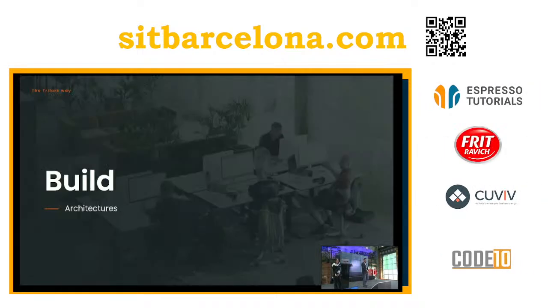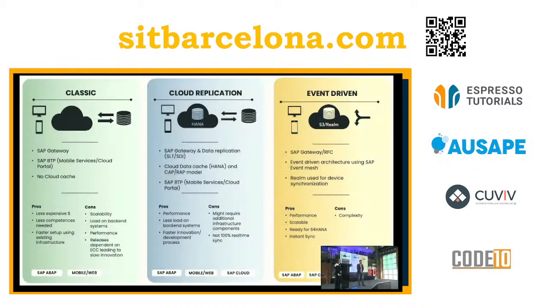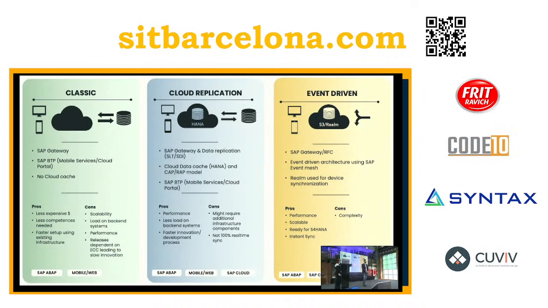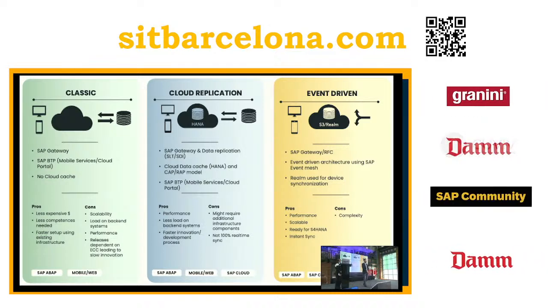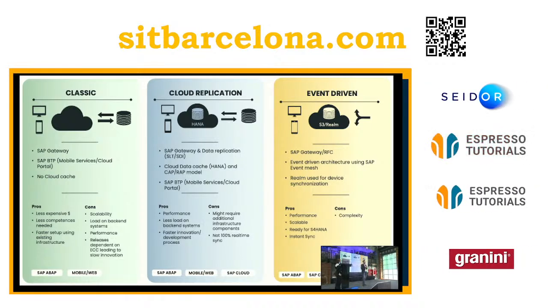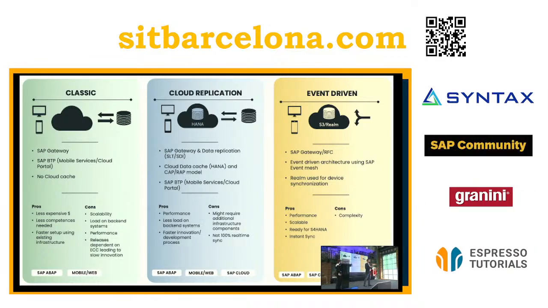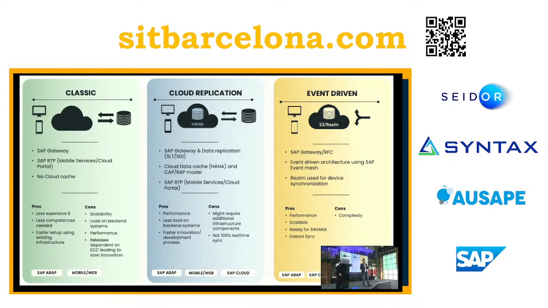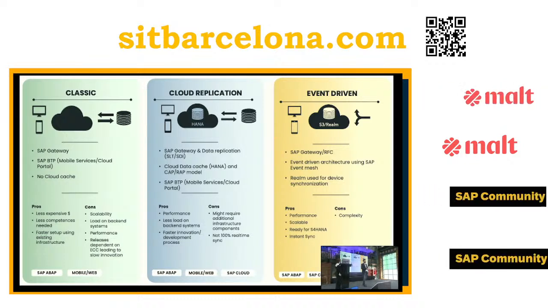On the build side, having done SAP in the cloud space for a couple of years now, we've again perfected a bunch of architectures that we like to recommend to our customers. We have a classic approach, which, as you can imagine, is just integrating mobile apps directly to the SAP ERP system. What we usually prefer is to look at more BTP architectures, so pushing data into HANA Cloud and then building applications on top of that. In this regard, we have a cloud replication approach, which is using SLT or SDI, and then event-driven architectures, which is the last one over there.